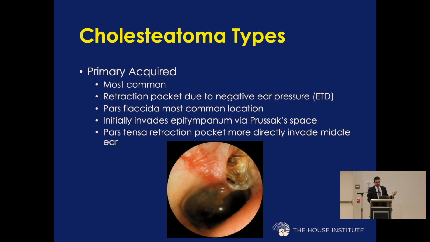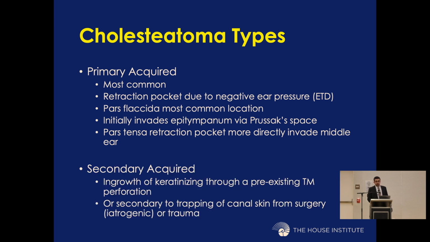And sometimes you can have a pars tensor retraction pocket, but this is less common than the superior aspect of the eardrum. Then you can have secondary or acquired cholesteatomas. This usually happens in people with pre-existing perforation, and we think the reason is, let's say somebody gets an acute perforation, like what happens when those 50-60% of the times that they heal spontaneously? The layers of the eardrum grow and they kind of meet somewhere in the middle, and then they fuse and they heal the eardrum.